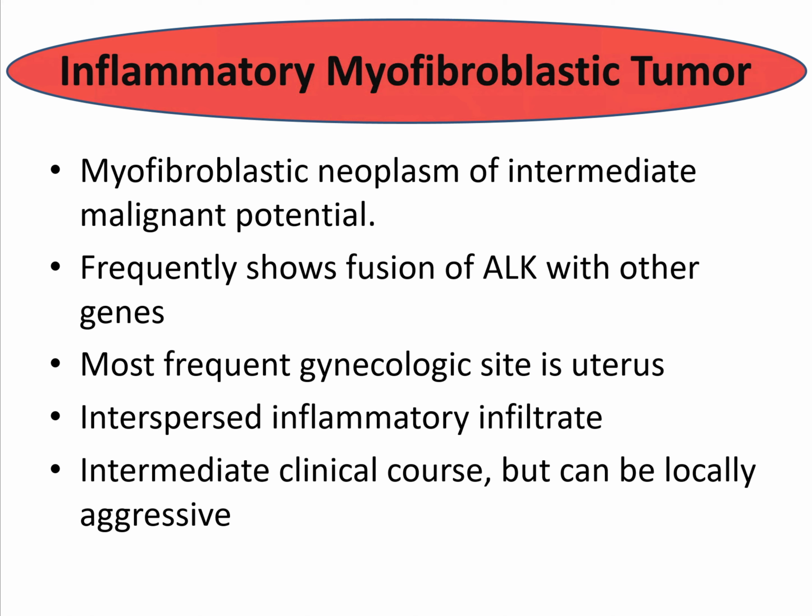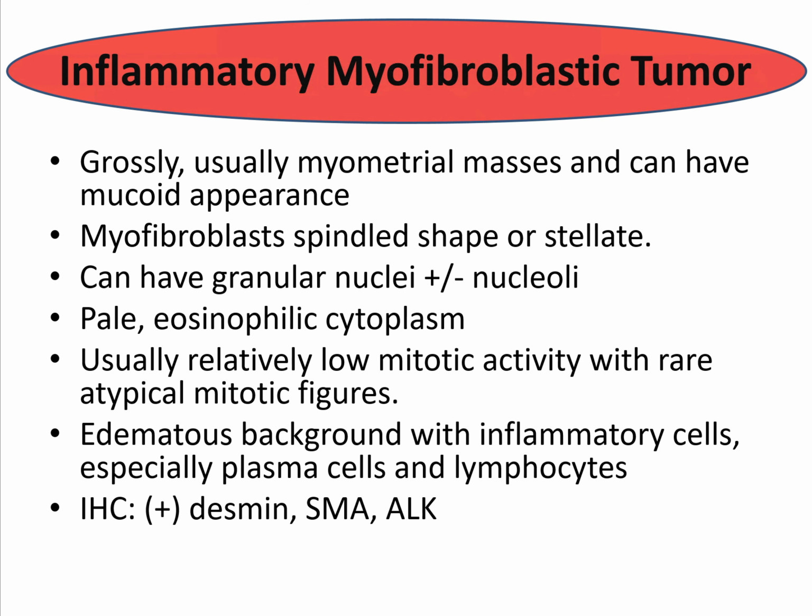So it's important to recognize them, especially to differentiate them from something which would have no potential to do that, like a benign leiomyoma. Grossly, these are usually myometrial masses. They can have a mucoid gross appearance. The myofibroblasts are spindled or stellate shaped.